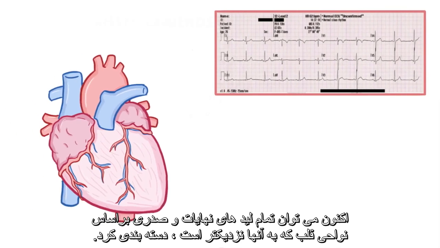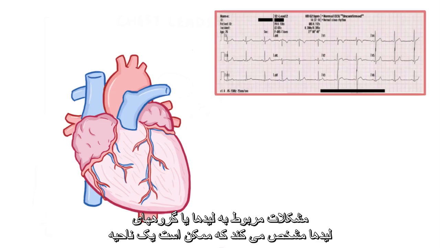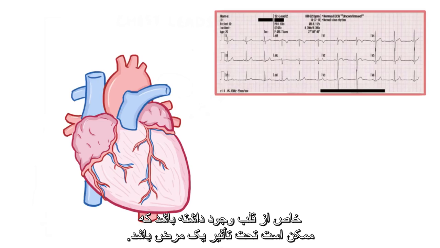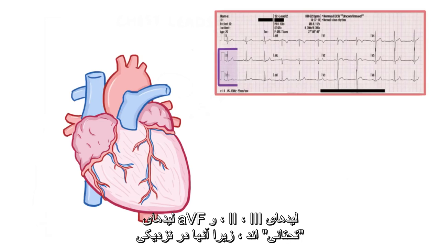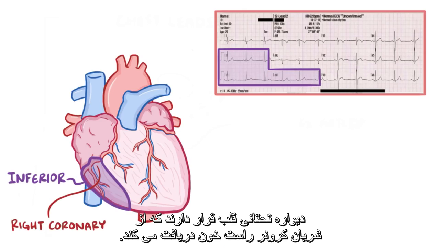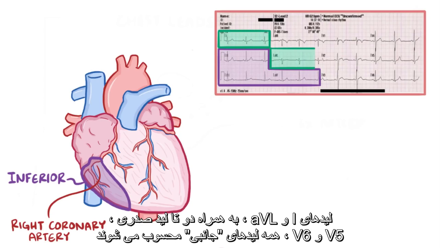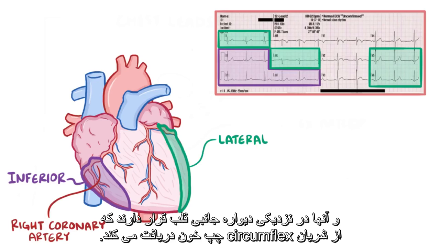Now, all the limb leads and chest leads can be grouped based on the regions of the heart that they're nearest. Problems in specific leads or groups of leads suggest that there might be a specific region of the heart that might be affected by a disease. Leads 2, 3, and AVF are inferior leads because they're near the inferior wall of the heart, which receives blood from the right coronary artery. Leads 1 and AVL, along with 2 of the chest leads, V5 and V6, are all considered lateral leads because they're near the lateral wall of the heart, which receives blood from the left circumflex artery.